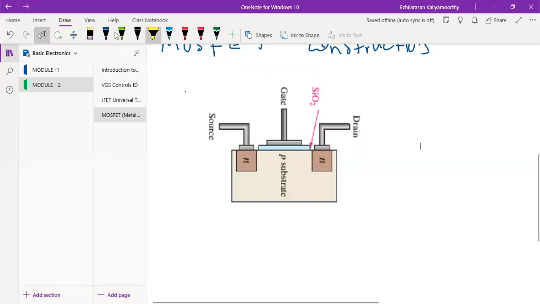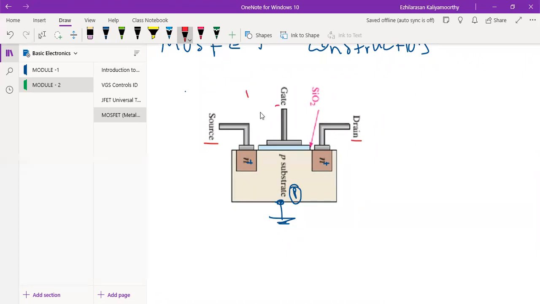Okay. Now in this we can see this is the P substrate. This one is nothing but a P-type material. Here we'll have the substrate connection, which will be connected to ground normally. Next, this will be your N plus region, that is N type. Then we can see the drain terminal. This is the source terminal. This is the gate terminal.